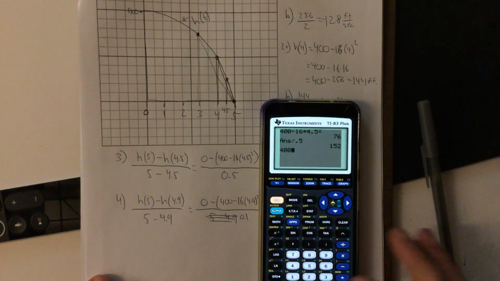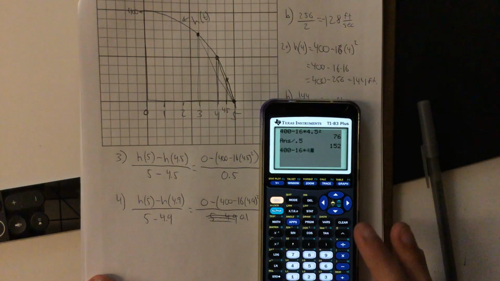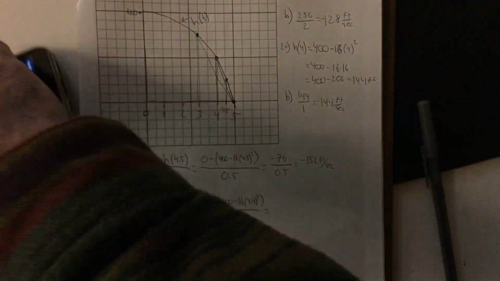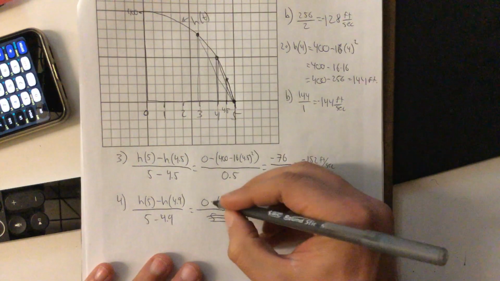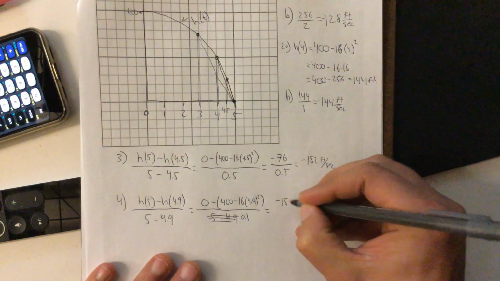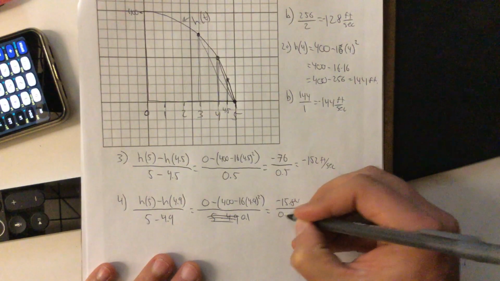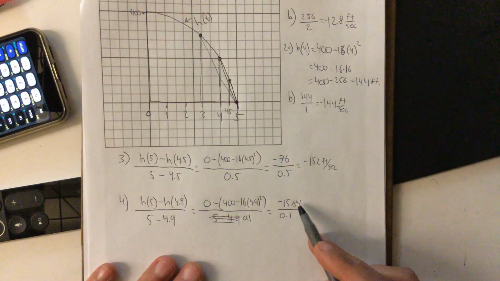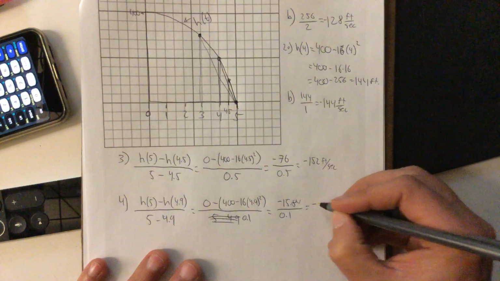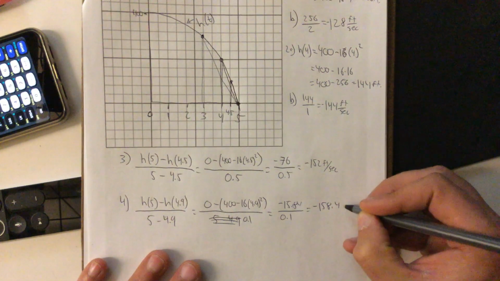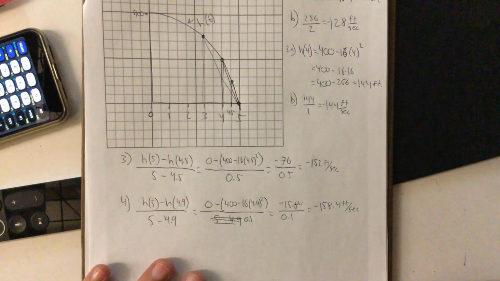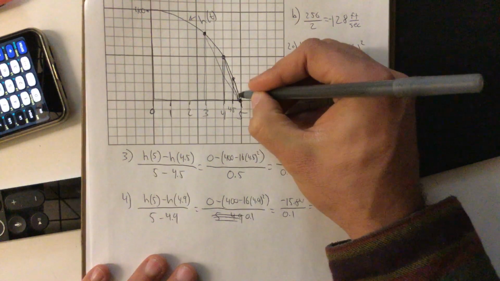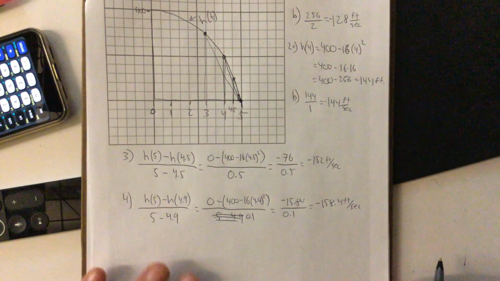400 minus 16 times 4.9 squared is 15.84. And since we have that negative, we'll carry it over. So it's negative 15.84 divided by 0.1. Well, if we divide by 0.1, that's the same thing as multiplying by 10, which means we're just going to move the decimal over one place. So we're going negative 158.4 feet per second. So right now we can still survive the crash, right? And we're getting at a pretty small interval, but we keep kind of increasing a little bit.